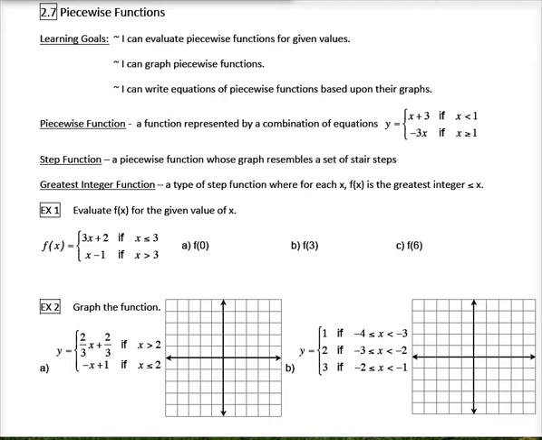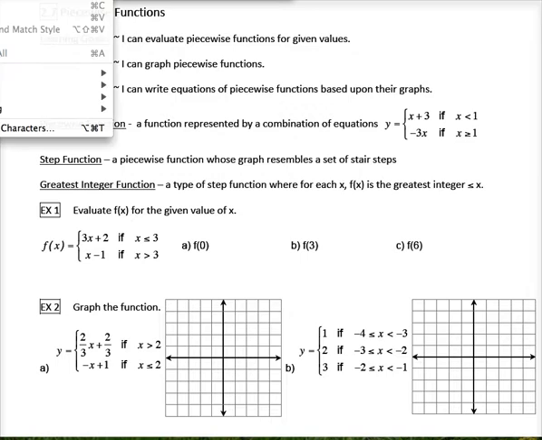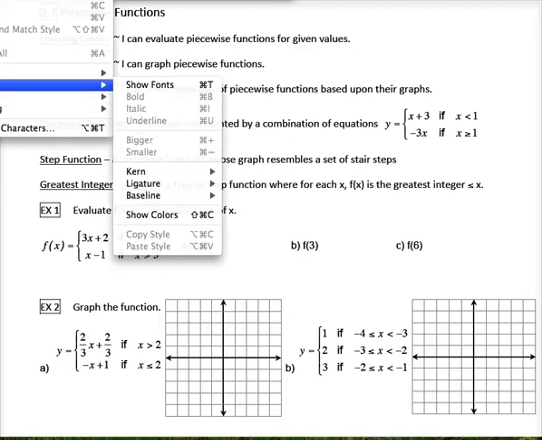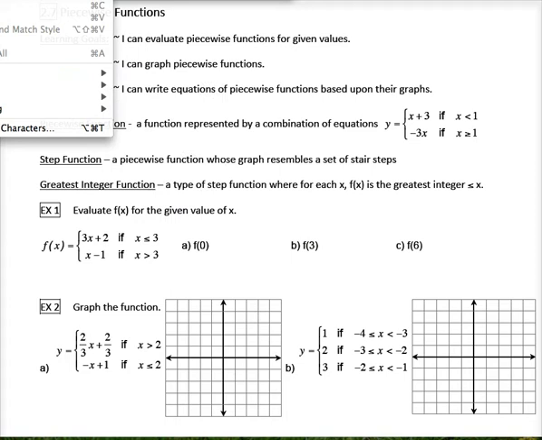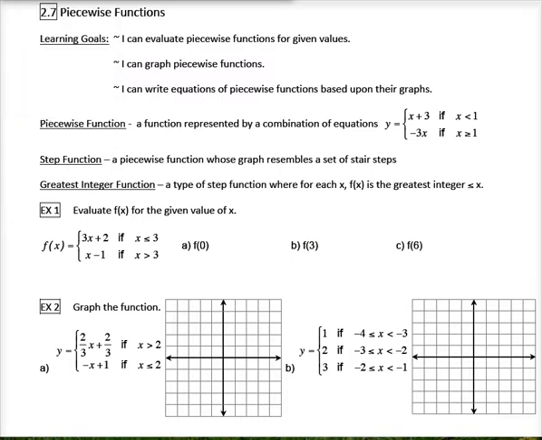So just a little bit of background information that you're going to need in order to be able to meet these learning goals. First, we should probably talk about what a piecewise function is. Piecewise functions are functions that are represented by a combination of equations. So y equals, and then it's got these brackets because y equals two different things depending on what the value of x is. So you can see here that if x happens to be less than 1, then we define the function by y equals x plus 3.